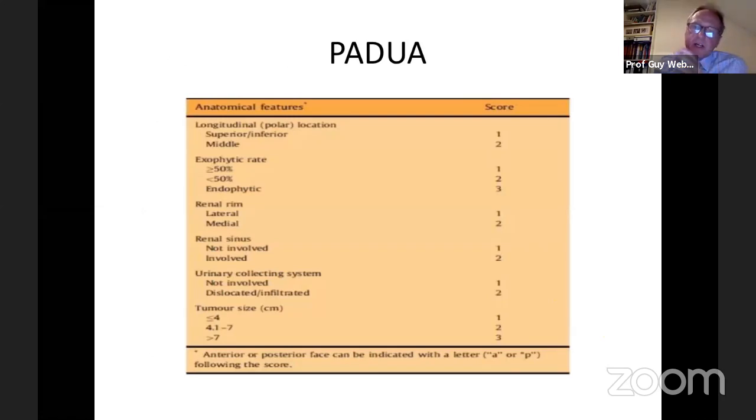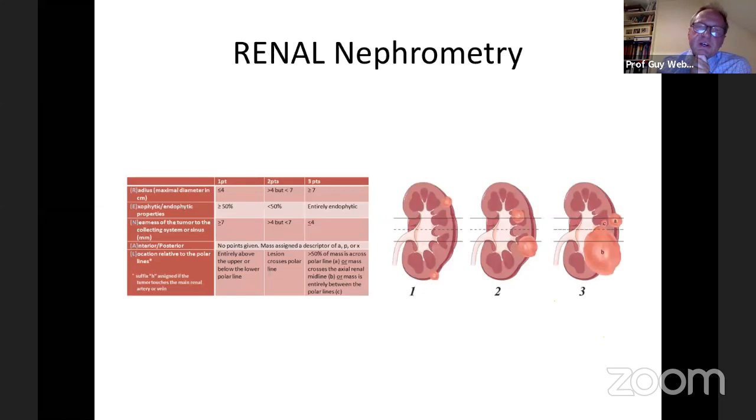And they vary in what they look at. We don't have to necessarily go into the detail. It's quite nice if for audit purposes the radiologists score them in the CT reports and when you attend your meetings. But it's based on anatomy and how exophytic they are, how far away from the hilum and the vasculature, and the size of them.